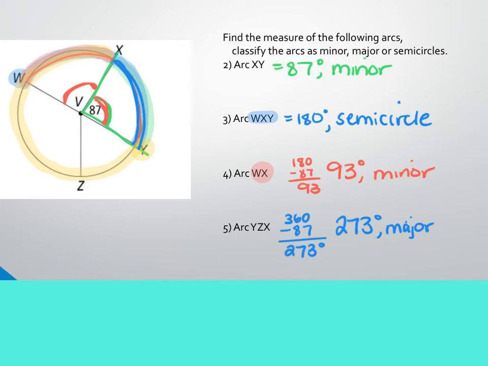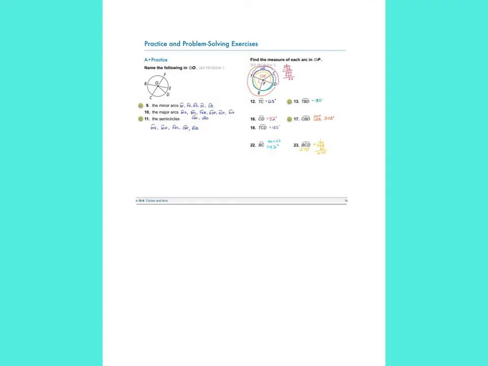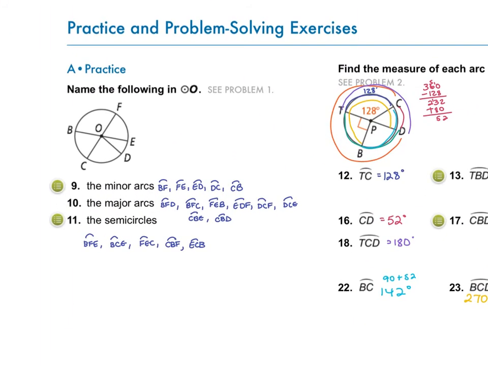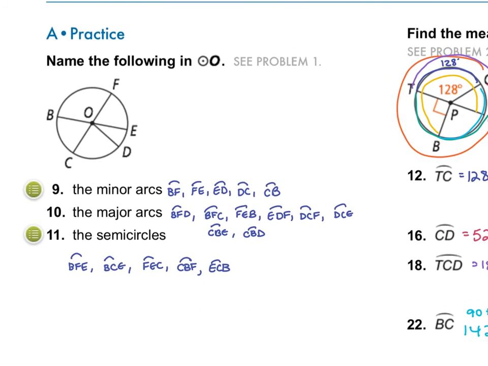All right, if you'll open up your homework that was due this morning, I'll go over those answers. So numbers 9, 10, and 11 wanted you to name all those, the minor arcs, the major arcs, the semicircles. This is just like the warm-up question number one. Remember, the order of the letters is not important. So if I say BF, it's the same thing as saying FB. So the minor arcs are BF, FE, ED, DC, and CB. Again, if I was to test you on this, I would say give me one minor arc. So you'd only have to give me one. You don't have to give me all of them.